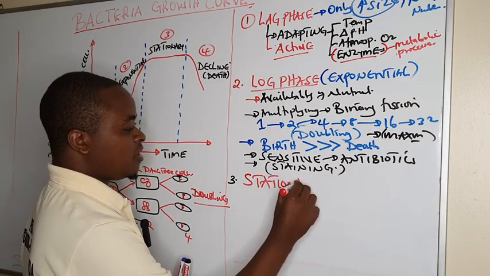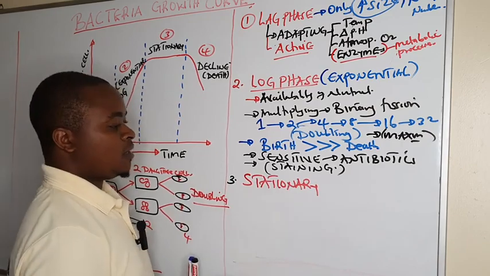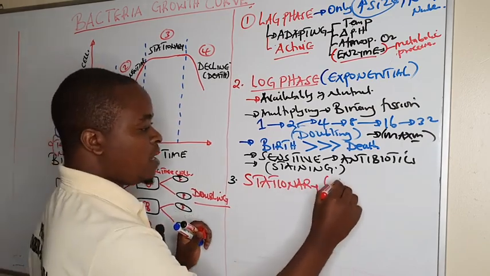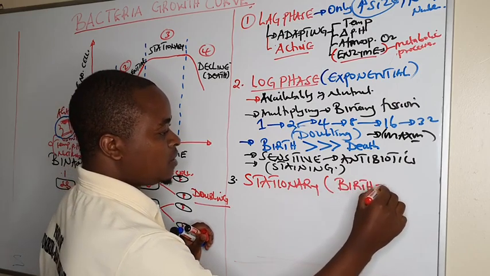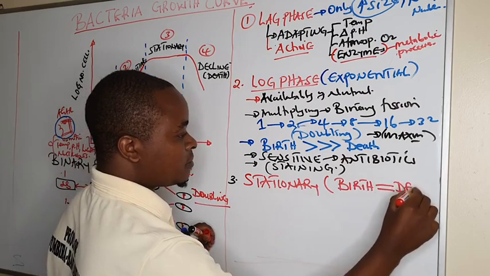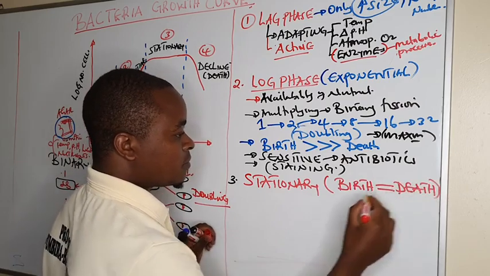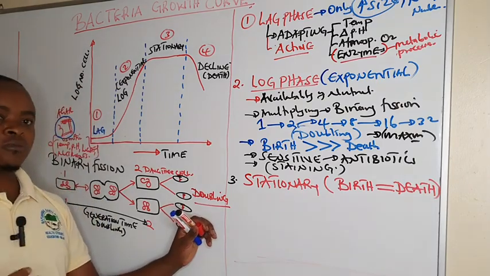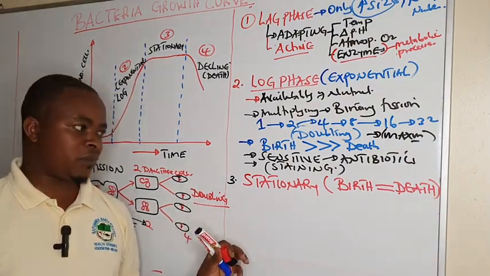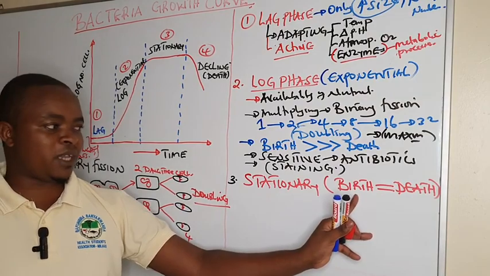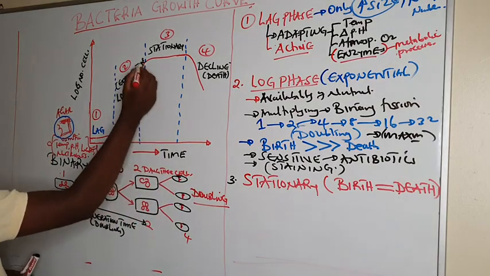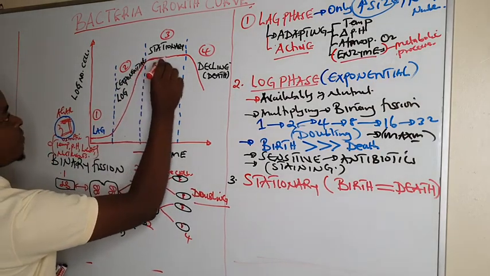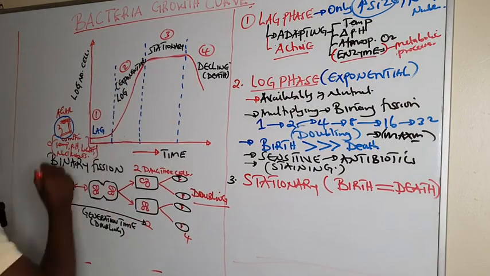And this stationary phase, it is at this stage whereby the number of bacteria being born, the birth rate, is equal to the death rate. So there is almost no more increase, but there is little, because we see some are being born, others are dying, but the number is equal, and that's why we are producing a stationary phase.